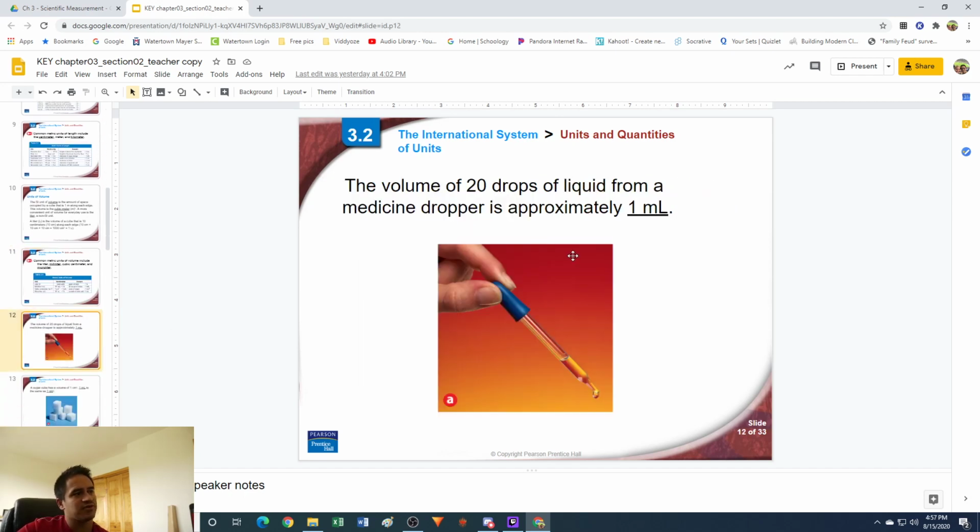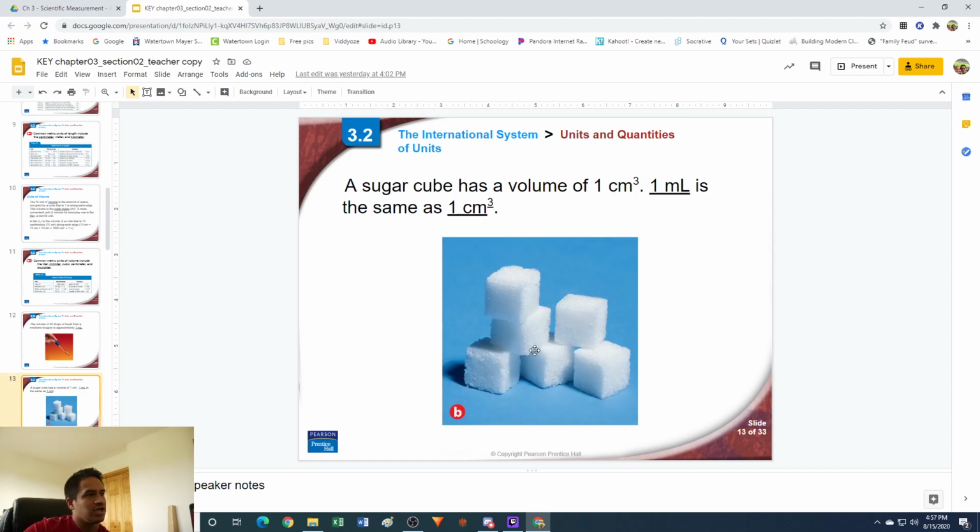About 20 drops from an eyedropper is about a milliliter. So if you're ever dealing with a little eyedropper and you need to measure out volume, about 20 drops is 1 milliliter. A sugar cube is about 1 cubic centimeter, or 1 milliliter, in volume. So it's a cube that has a side of 1 centimeter by 1 centimeter tall by 1 centimeter thick.